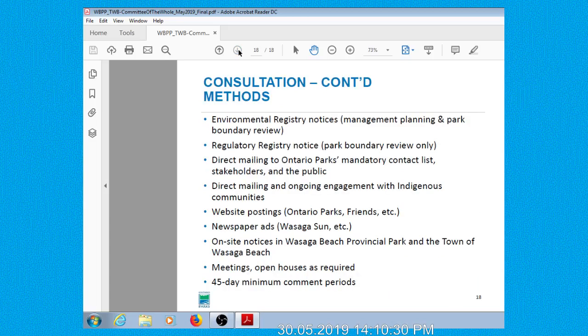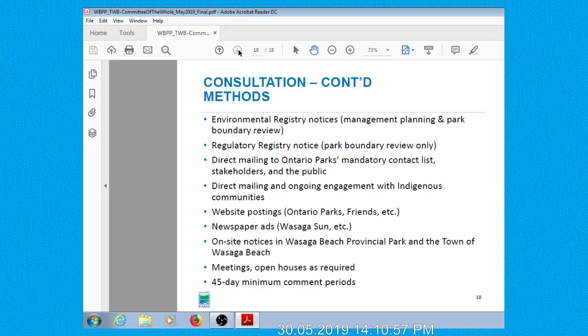Some of the methods we use, as I mentioned, environmental registry notices on a website that's publicly accessible, so that will have both management planning and park boundary notices. The regulatory registry, when we get to a point where we're changing the park boundary, that requires a regulation change under the PPCRA, so that will have a regulatory registry notice. I realize some of these are just sort of internal, and if you don't know what they are or how to access them, I'm happy to provide that kind of information.